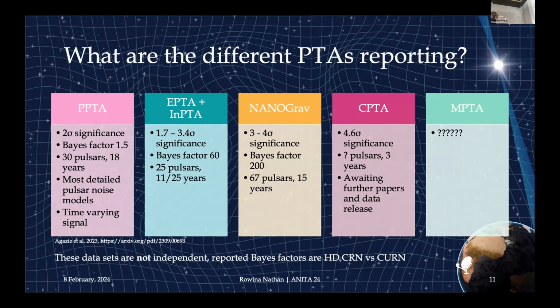And then this one here is the MeerKAT pulsar timing array, which is this telescope I have down here. It's a radio telescope in South Africa, and it's one of the most sensitive radio telescopes we have for pulsar timing at the moment. That data release is coming soon, so I would be very excited for that. Also, I just want to point out these data sets are not independent. They all share pulsars across the sky, so that's something to keep in mind.